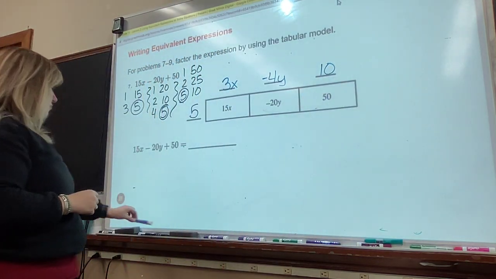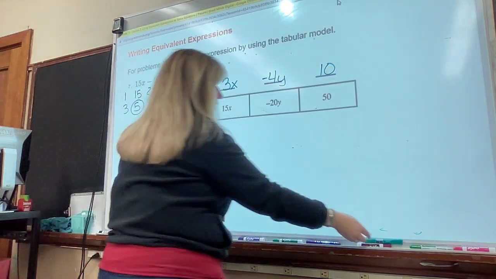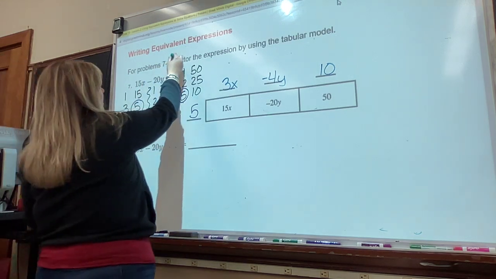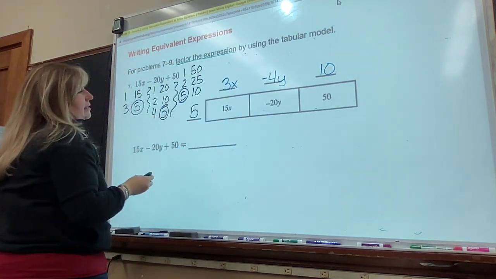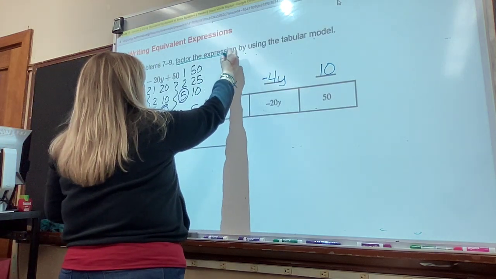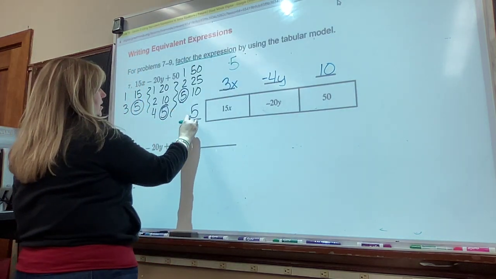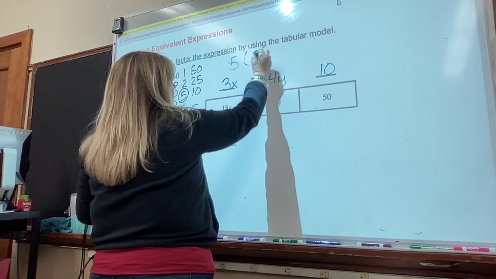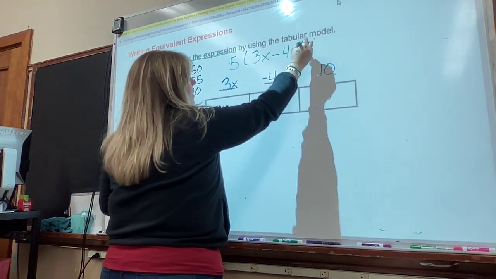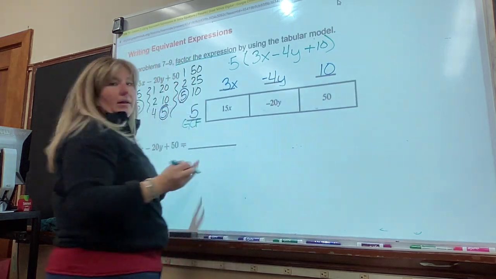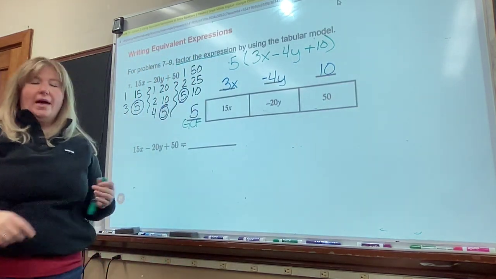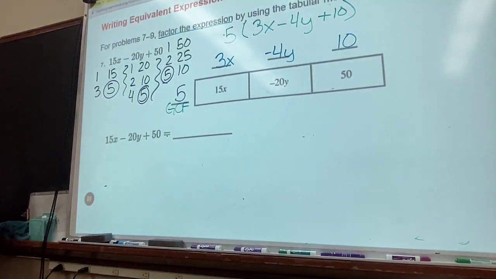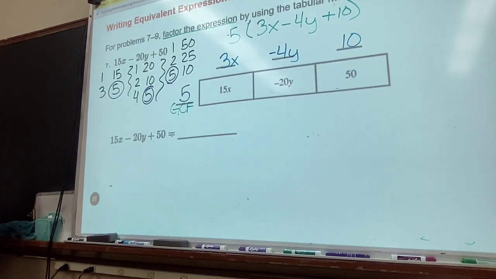And then I can write this, choosing a different color, as an equivalent expression. So we're factoring the expression. When all is said and done, I've factored this expression: I've taken out that greatest common factor of 5, and then inside of the parentheses I have 3x minus 4y plus 10. So all I did was write an equivalent expression. I can go back and forth. I'll pull this closer so there's hopefully no glare, so you can see what we did here for number 7.